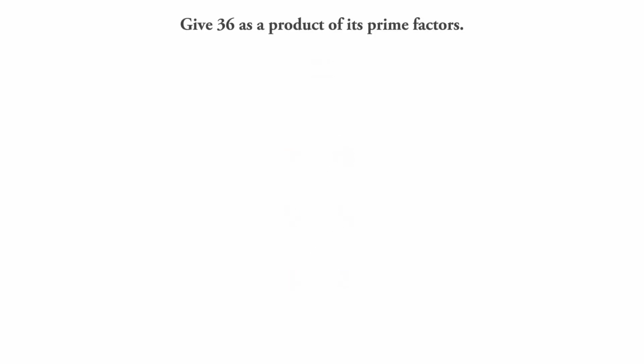In this question here, we're asked to give 36 as a product of its prime factors. We firstly need to list a few prime numbers, preferably 6 or 7 of them, so that we know what we're working with. 2, 3, 5, 7, 11, 13, and 17 for our 7 prime numbers here for this question.